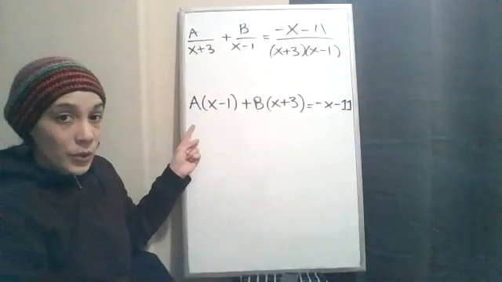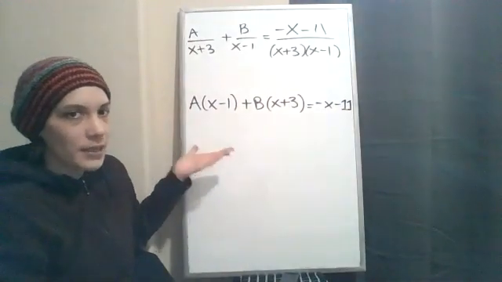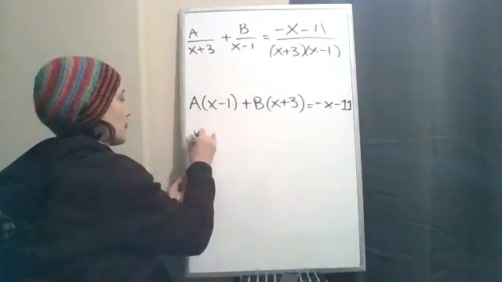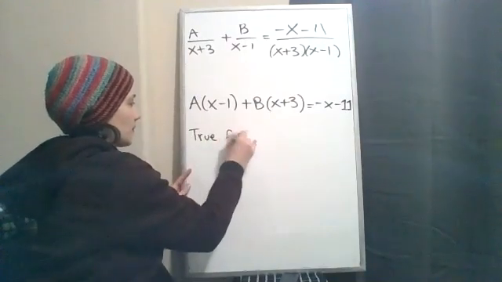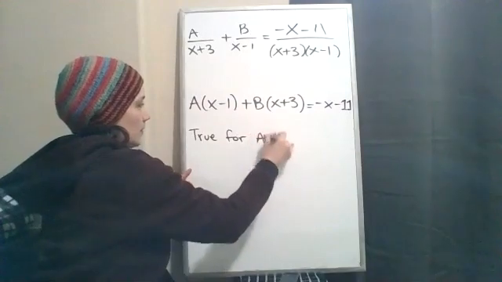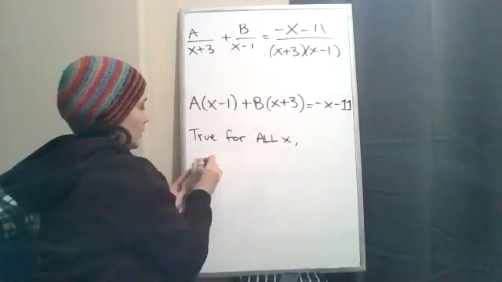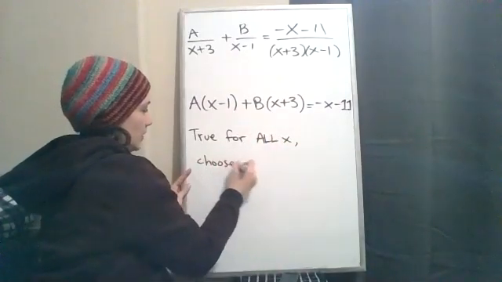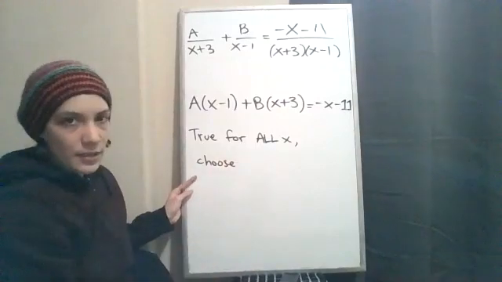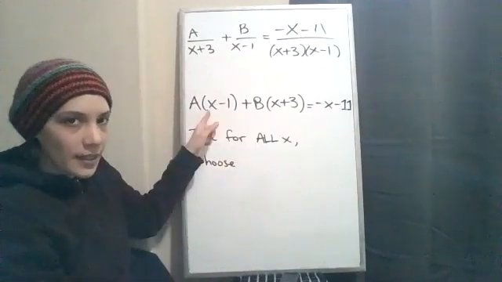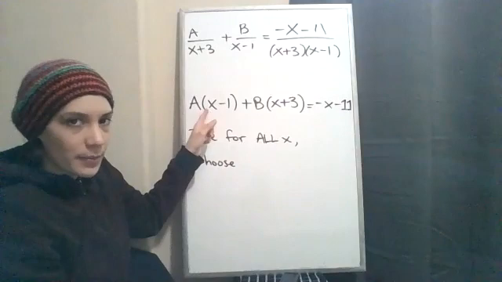All right, this is true for all values of x. So you can pick any x value. Choose something that helps solve for a and b. Like right here, if I put x equal to 1, this will be 0, and then I can figure out what b will equal.